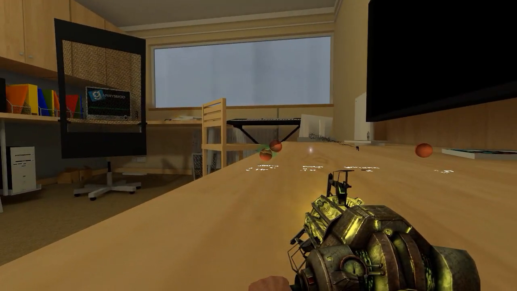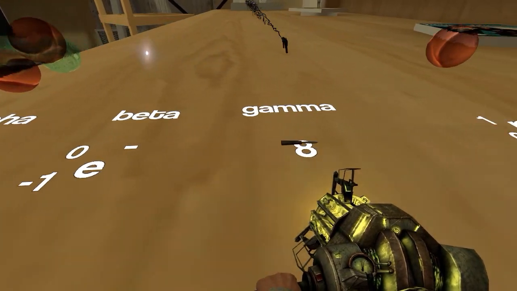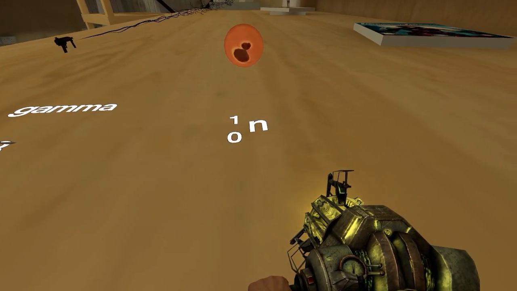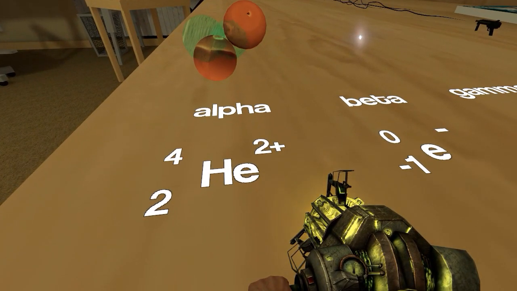Well, I've shrunk myself down so we can look at really tiny objects. There are three sorts of radiation you need to know: alpha, beta, and gamma. And you need to know that neutrons can fly around as well.